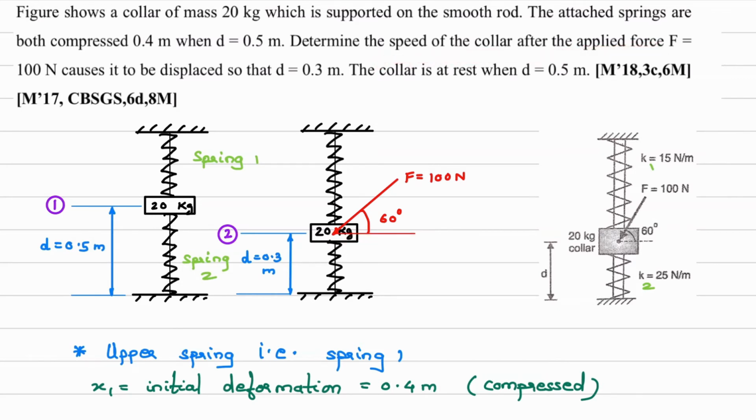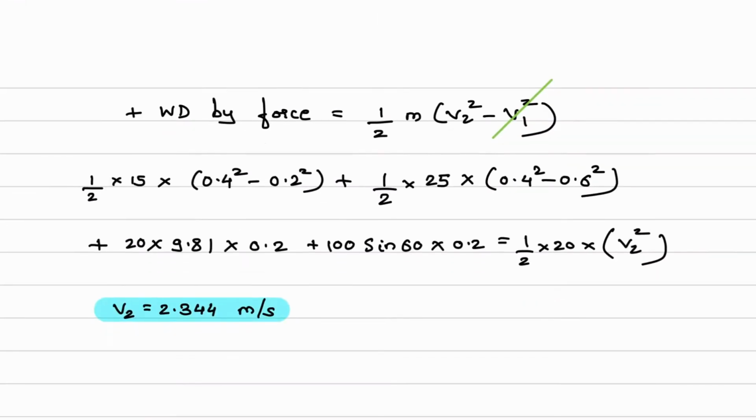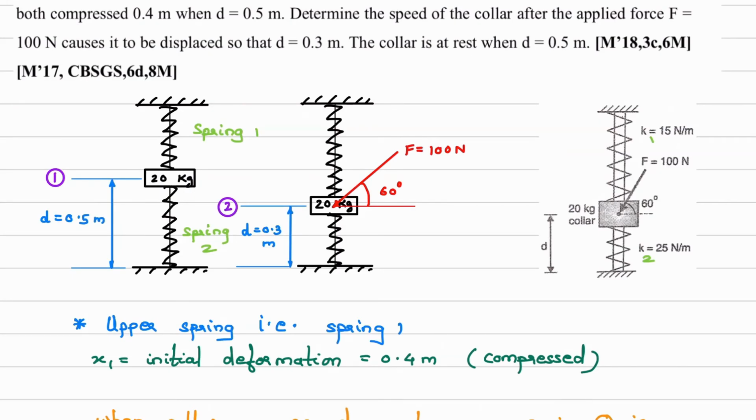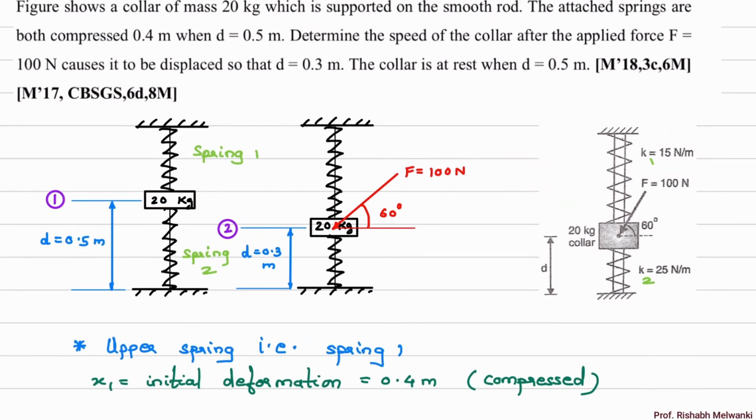And that we have calculated, the v2 value. So velocity is equal to 2.344 meter per second. So what is this question? Block is there. It is given in the question that the collar is at rest when D is equal to 0.5 meter, and both the springs are initially compressed by 0.4 meter.